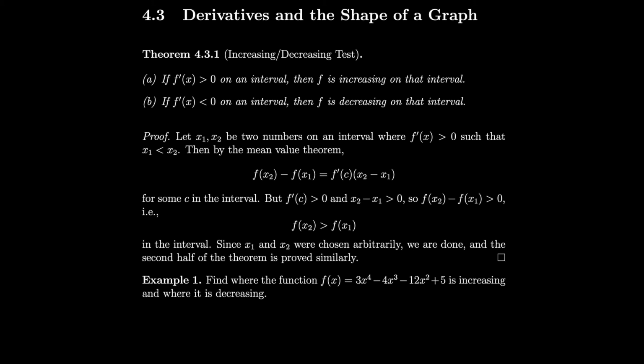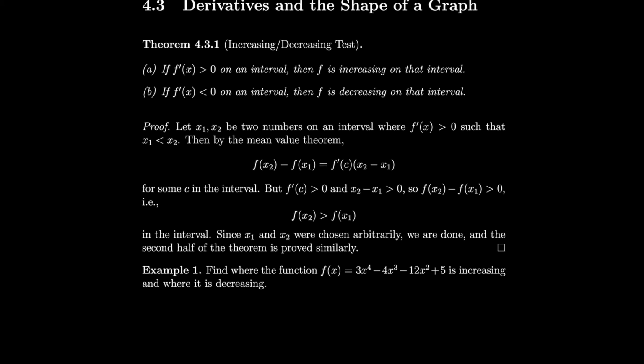Let's find where the function f of x equals 3x to the fourth minus 4x to the third minus 12x squared plus 5 is increasing and where it is decreasing. So we will look at the derivative by the power rule. That equals 12x cubed minus 12x squared minus 24x, and we can factor out 12x. So we get 12x times x minus 2 times x plus 1.